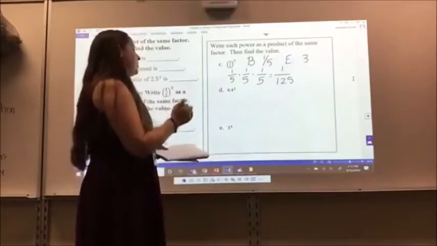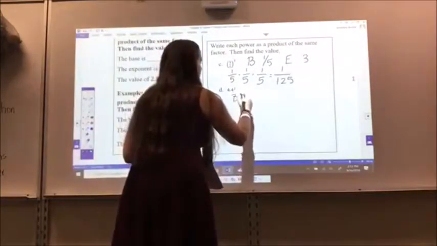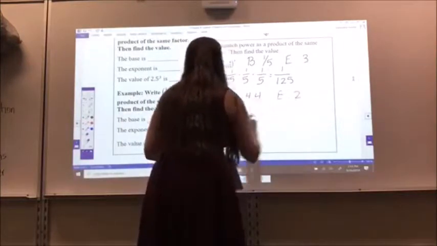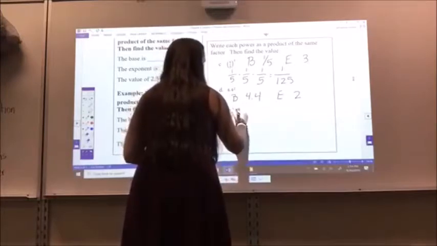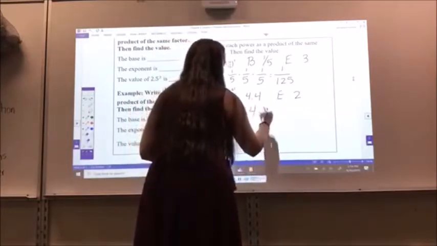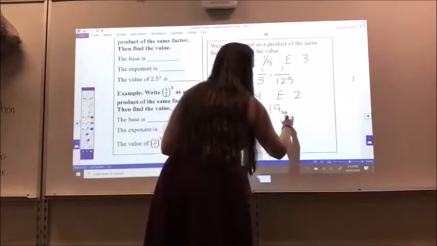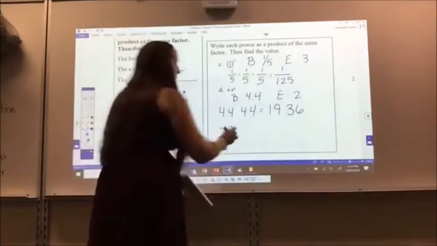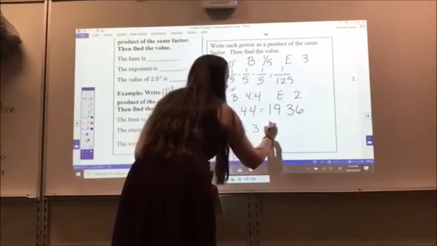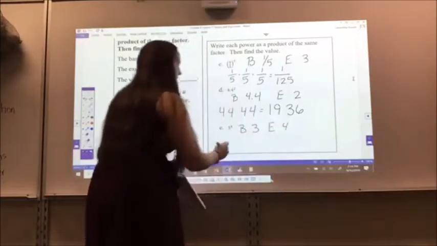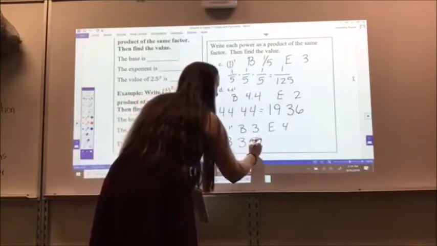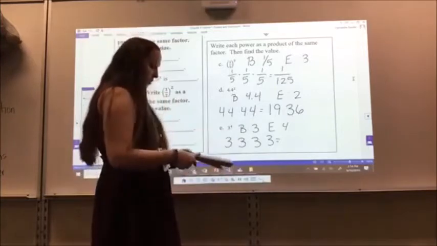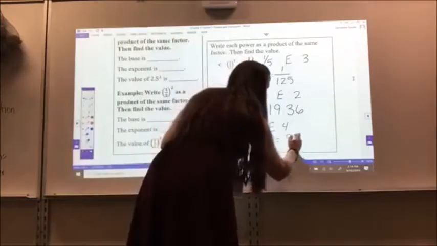Okay. Then for D, my base is 4.4. My exponent is 2. So this is 4.4 times 4.4, and that equals 19.36. Okay, my last one is 3/4. So my base is 3. My exponent is 4. So I get 3 times 3 times 3 times 3. 3 times 3 gives me 9. 9 times 3 gives me 27. 27 times 3 gives me 81.